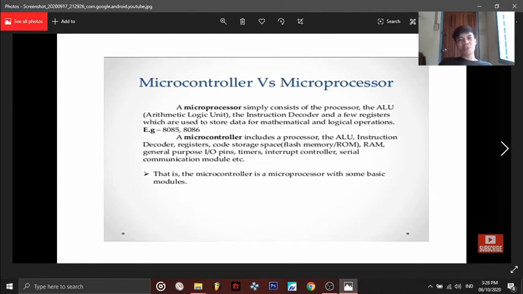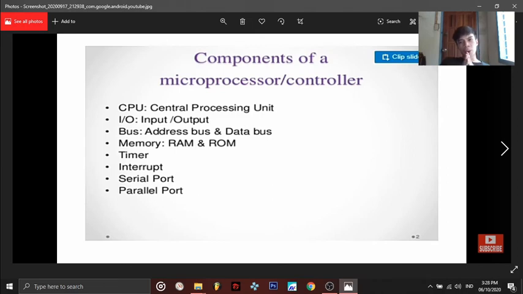A microcontroller includes a processor, an instruction decoder, registers, encoded storage space, flash memory, ROM, RAM, general purpose input and output pins, timers, an interrupt controller, and a serial communication module, etc. That is, the microcontroller is a microprocessor with some basic modules. So the components of a microcontroller are: CPU or central processing unit, input and output, bus, RAM and ROM, timer, interrupt, serial port, and program port.